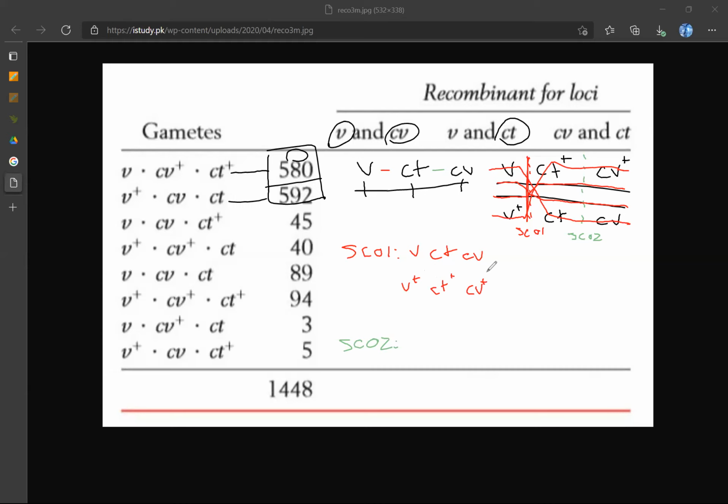Yes, exactly. The parents are in trans configuration, also known as repulsion. Because usually when we see parental genotypes, they're all nice and pretty: no plus, no plus, no plus, all plus, all plus, all plus. But these parents have some different alleles. The yellow ones are plus alleles, and the red one is just the regular allele. So these parents are in trans.